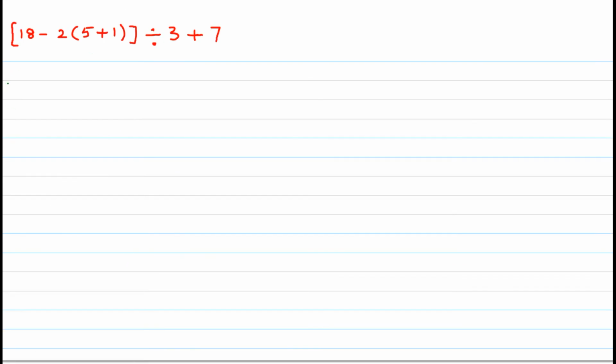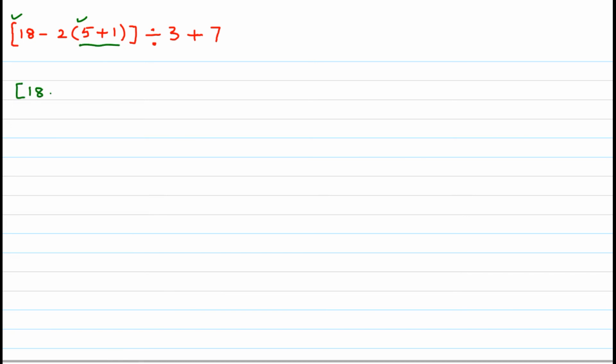Yeah. So according to BODMAS rule, we need to go ahead with brackets first. So here there are two brackets. This is one bracket and this is another bracket. As we discussed, the innermost bracket has to be solved first. So first I want to solve this part.